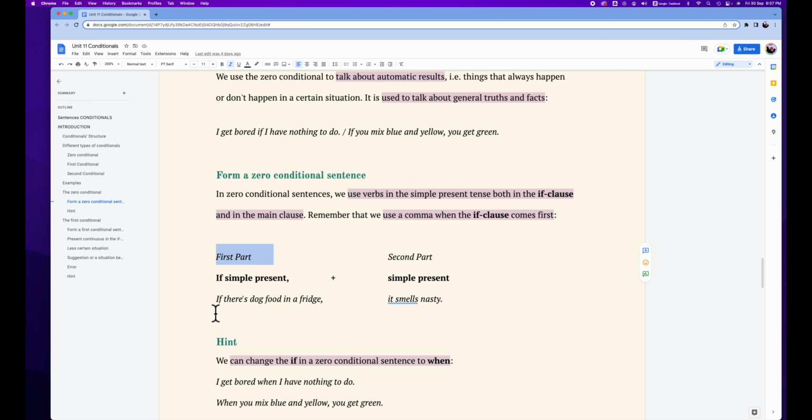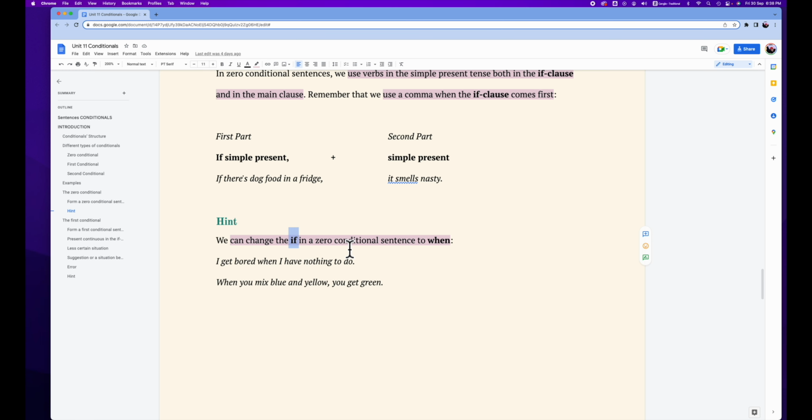A part, if there's dog food in the fridge. B part, it smells nasty. So what are the hints we can use when we are forming a zero conditional sentence? We can change the if in the zero conditional to when. I get bored when I have nothing to do. The word when is used to replace the if. When you mix blue and yellow, you get green.